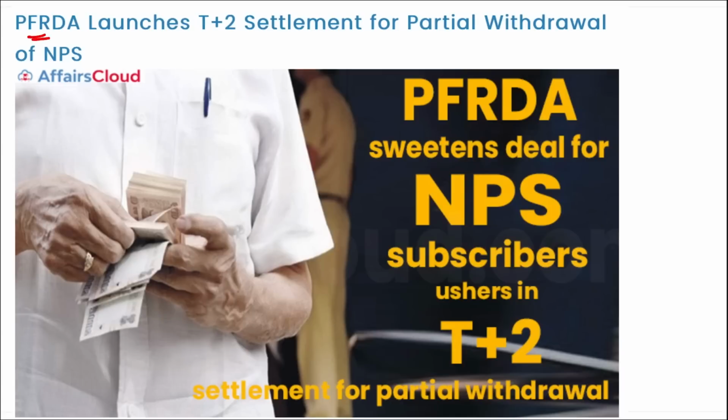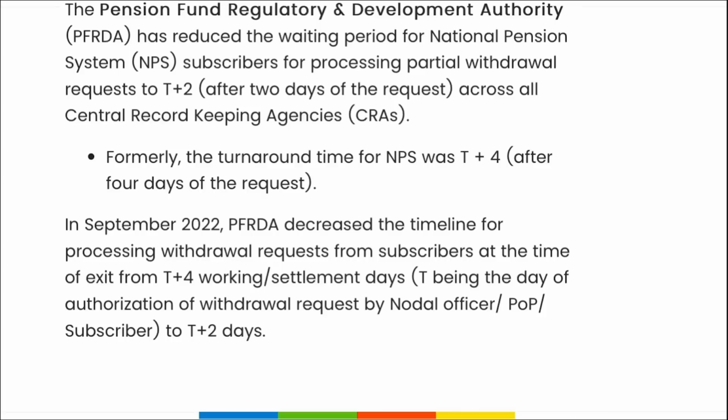Next is PFRDA. What is this PFRDA? Pensions Fund Regulatory and Development Authority. They have reduced the waiting period for their NPS, that is your National Pension System, to T plus 2 days. Earlier it used to be T plus 4 days, but now it has been reduced to T plus 2 days. That means the time required for processing the partial withdrawal request has been reduced to 2 days after the request, that is T plus 2 days. Earlier it used to be T plus 4 days. So this is the news that you have to remember.